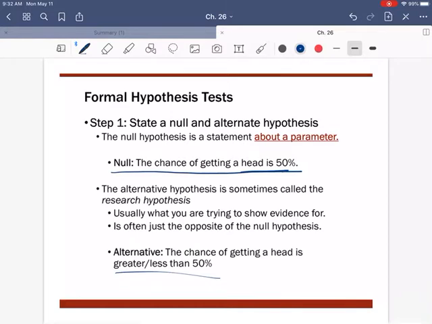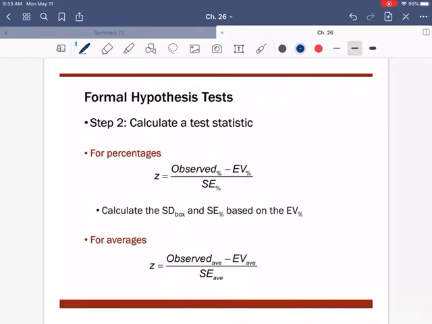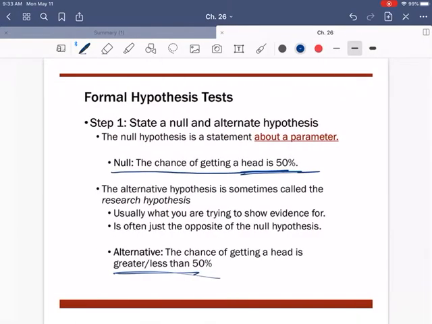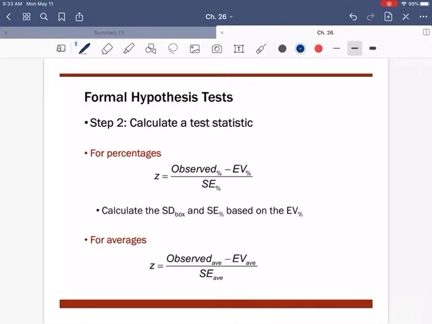So the alternative or alternate, you can use both words back and forth, hypothesis is what you were trying to show evidence for, and it's often the opposite. Actually, it's always the opposite of the null hypothesis. So our null was we're going to get 50% heads. The alternative is we're not going to get 50% heads. We're going to get more or less than 50% heads. Okay. Step 1 was to write down the hypotheses.